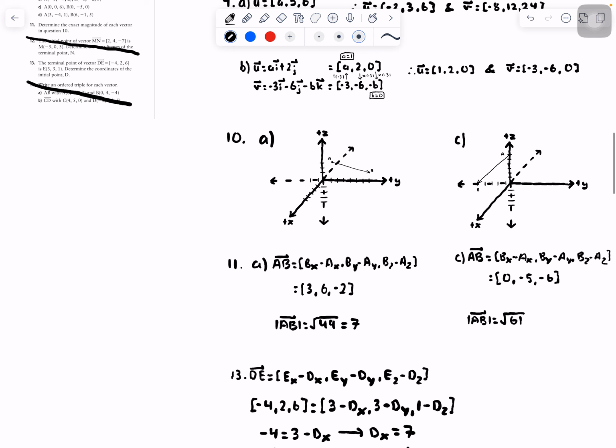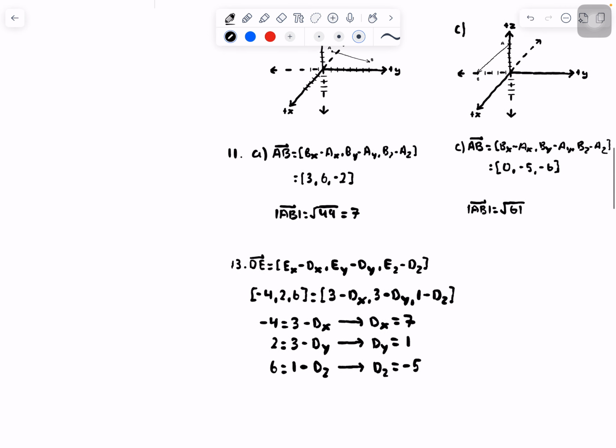Okay, so the terminal point of a vector DE is, so you're given the point E, and you're asked to determine the coordinates of point D. So DE comes from the subtraction of x coordinates, the subtraction of y coordinates, and the subtraction of z coordinates. And remembering, you're always subtracting the E's, the E comes first, and then the respective D components.